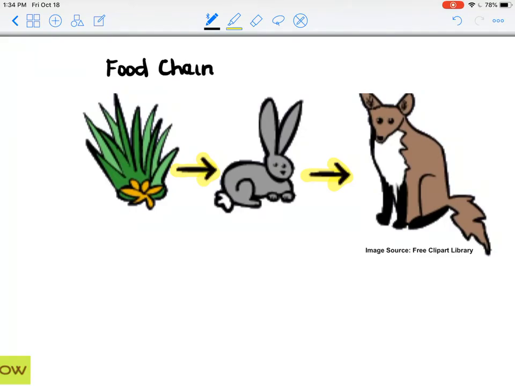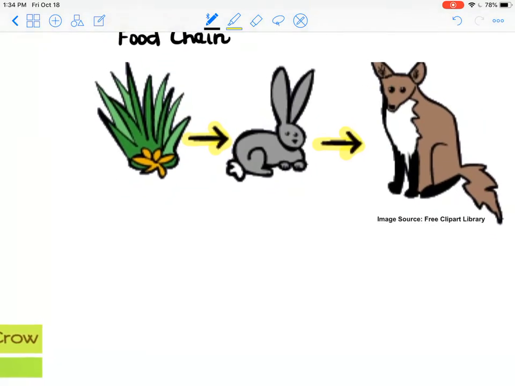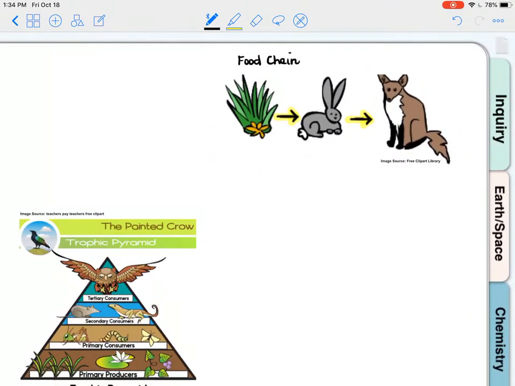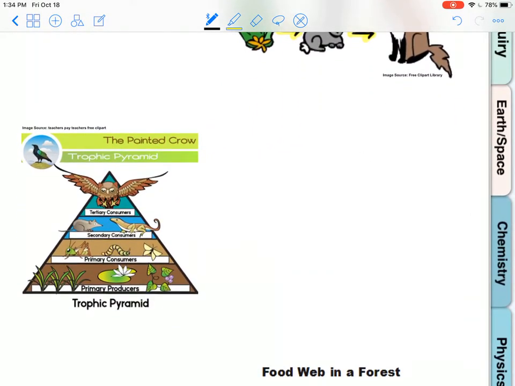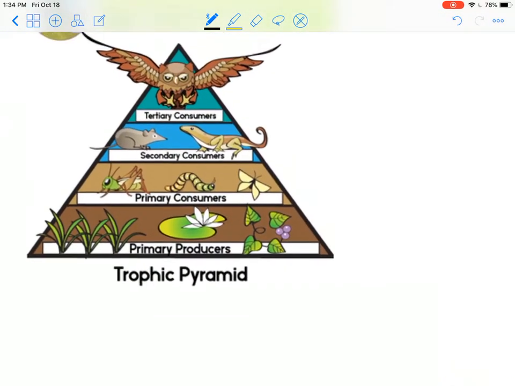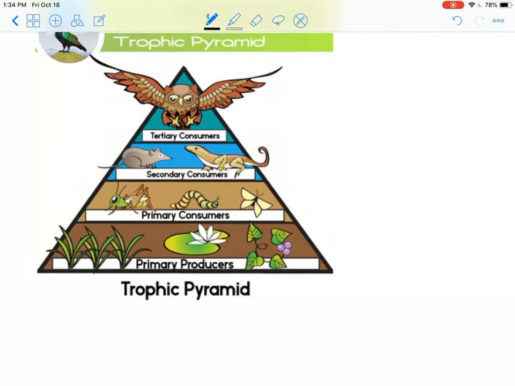So then we have the trophic levels. This is called the Trophic Pyramid, and this is from Teachers Pay Teachers free clip art. And here's another example, sort of a food chain that's in a pyramid. So you have the primary sources, which are your grass and your plants. You've got the grasshoppers and the worms and the butterflies that feed on those primary producers. And then the lizards and the mice eat those primary consumers. Then the owl is eating the mice and the lizards. So those show you the steps in the food chain.